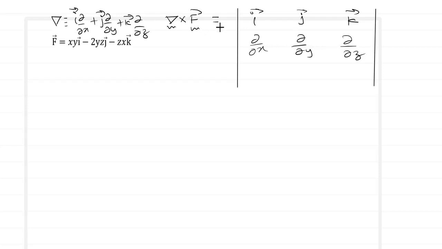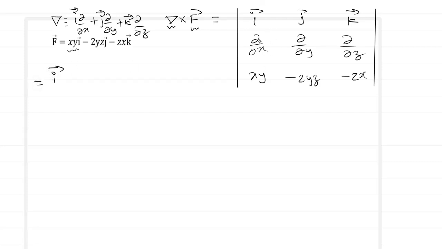What comes next in the cross product? F. What is the i component here? xy. What is the j component? Minus 2yz. What is the k component? Minus zx. So now our task is to compute the 3 cross 3 determinant. Come on, we will perform the 3 cross 3 determinant.